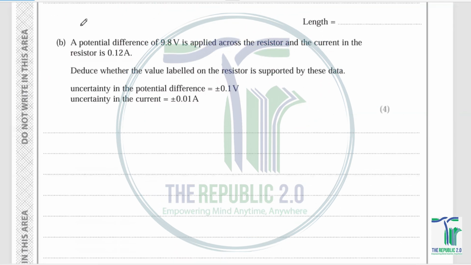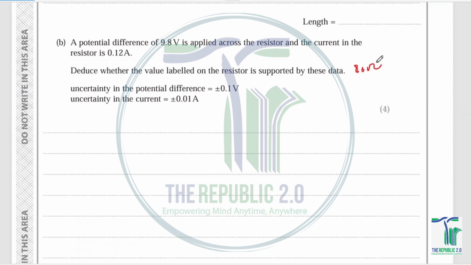Now you've got this question number B. A potential difference of 9.8 volts is applied across the resistor, and the current in the resistor is 0.1212 amperes. Deduce whether the value labeled on the resistor supports these data. Uncertainty in the potential difference is 0.1 volts. Uncertainty in the current is plus minus 0.01. The labeled resistance on the resistor was 80 ohms.